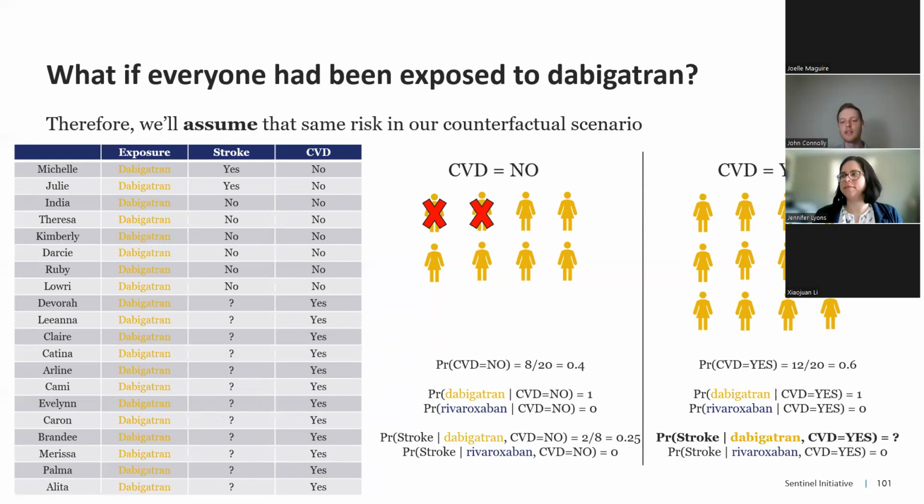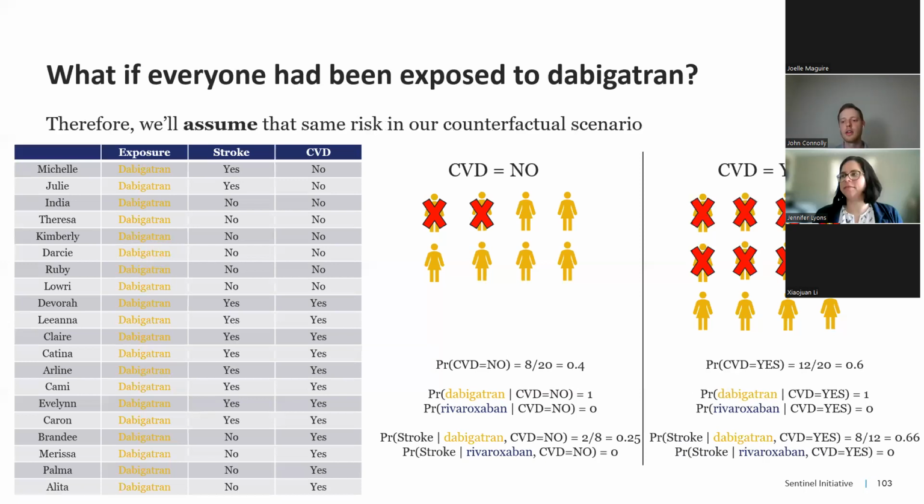25% of 8 patients is also 2. And we'll do the same thing for the CVD equals yes patients as well. 2 out of 3 of those patients who actually got dabigatran in real life and had cardiovascular disease experienced a stroke. So we'd expect to see 2/3 of the patients with cardiovascular disease in this situation experience a stroke, which is of course 8 out of 12 again.